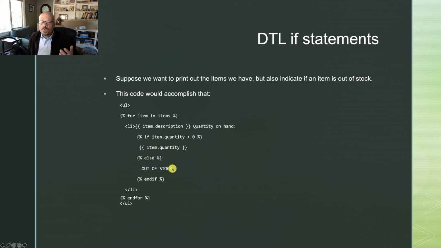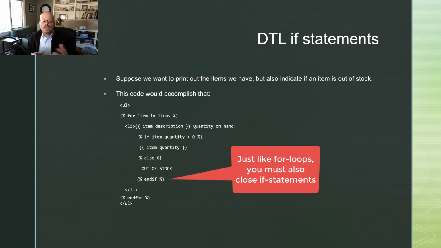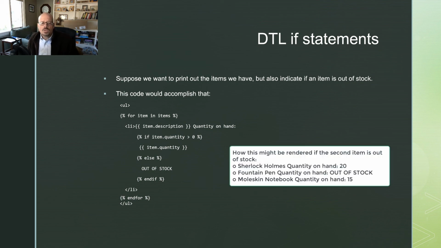So this is really cool because this creates this dynamic message. It doesn't just print 0, it says out of stock. And this is another way that you can use DTL. Again, not that complicated, but it's really powerful because it creates a much more professional looking website than just simply printing out 0 as an example.